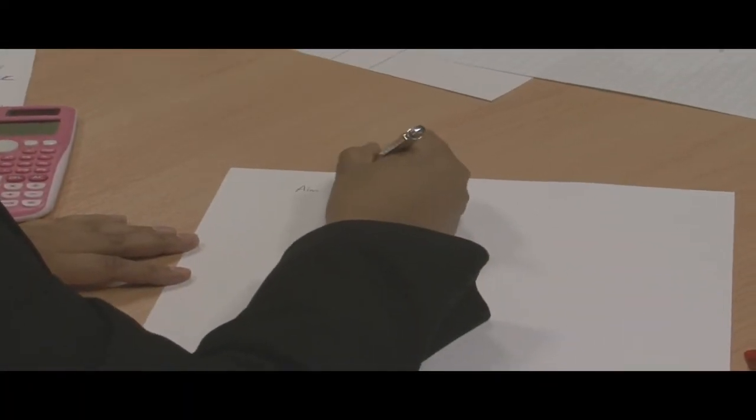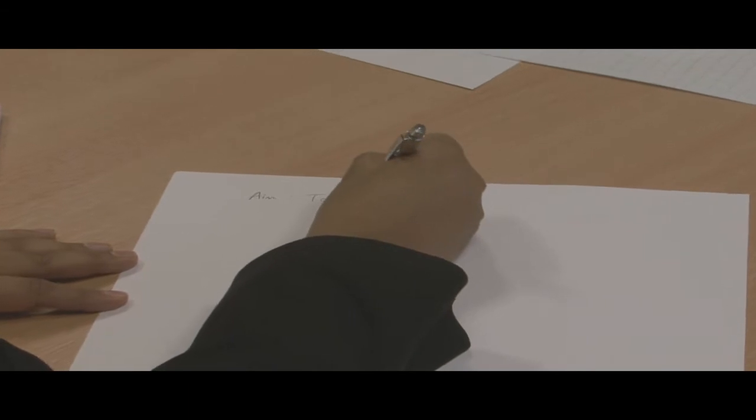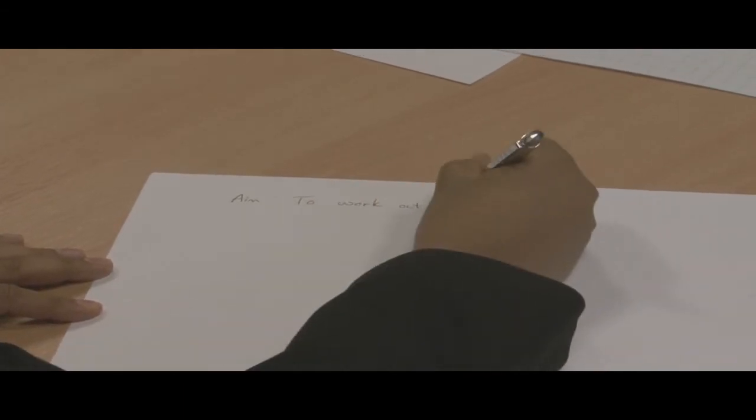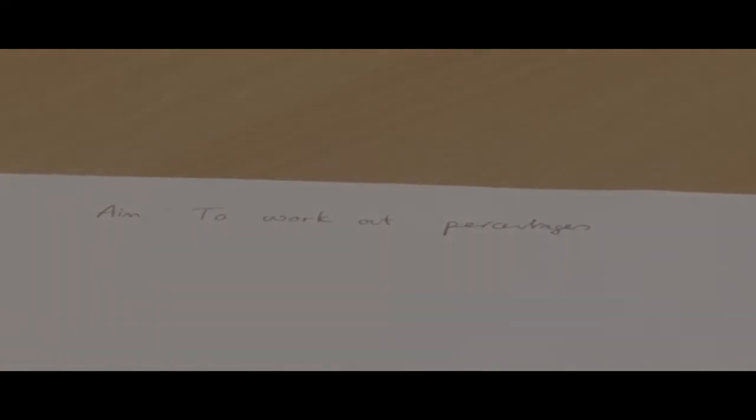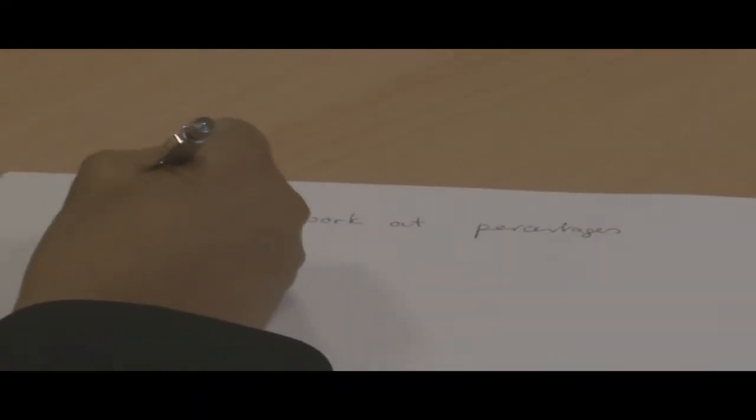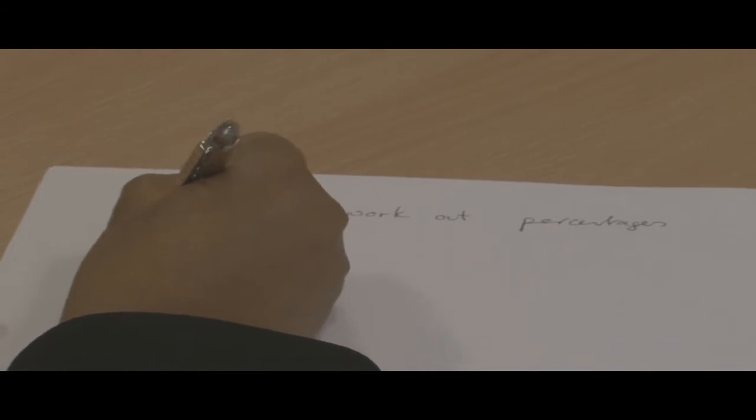The aim for today is to work out percentages without a calculator, okay? This is level 5, which really is a grade E at GCSE, okay?